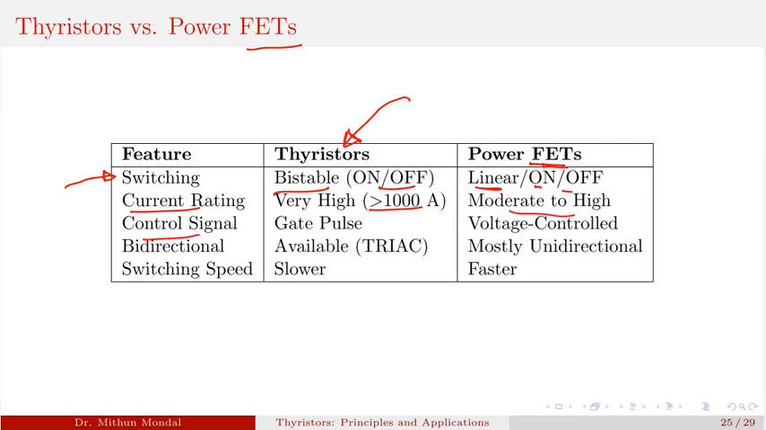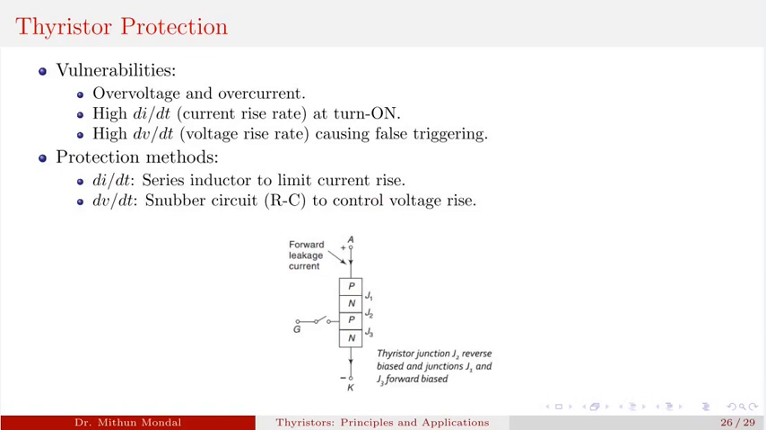The control signal, we require the gate pulse in thyristors. In FETs, we require voltage controlled signal. Bidirectional features is available in thyristors and Triac, but in FETs, it is mostly unidirectional. Switching speed, if we talk about, then thyristors are slower, but FETs are faster. So different electronic devices will have different features. FETs we have studied in the previous lecture. Here, thyristors we are discussing.